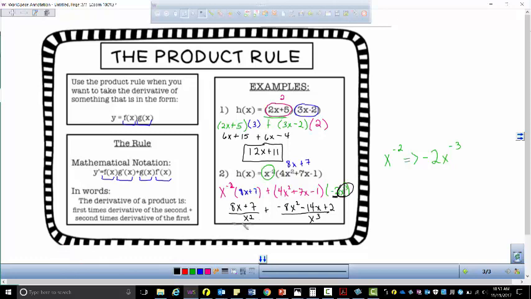Now, I'm okay with your answer like this. If you wanted to put it into a more simple answer, you would have to get a common denominator. And the common denominator would be x cubed. So then you would have to multiply all this one by an x, which it would work out. But for right now, let's just work on doing the product rule. And when we get more into more complex derivatives, we'll work on simplifying that.